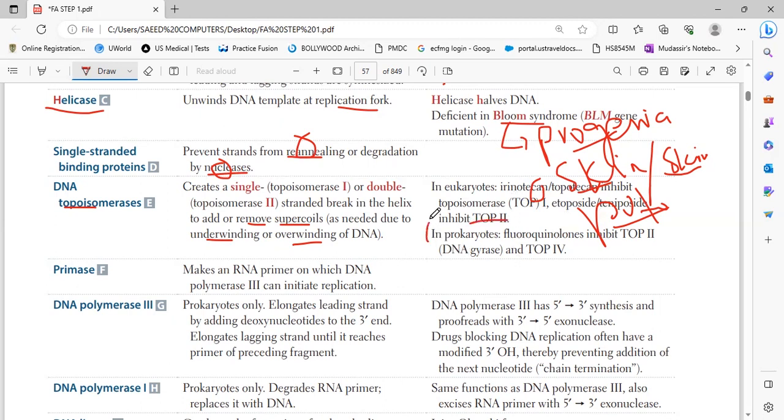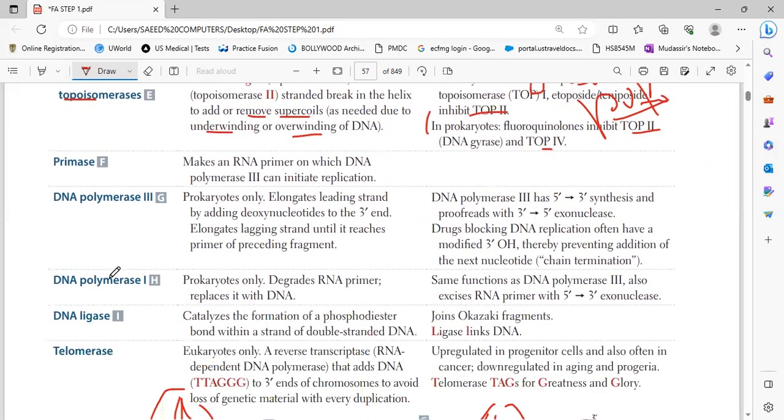And this is a very high yield MCQ. Fluoroquinolone will inhibit topoisomerase two and topoisomerase four. So fluoroquinolone for four, remember this. Fluoroquinolone four. 4 by 2, half is 2. So fluoroquinolone will inhibit topoisomerase 2, and that is called DNA gyrase. The examiner can ask. And topoisomerase 4.